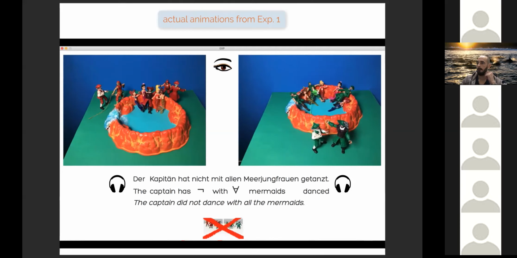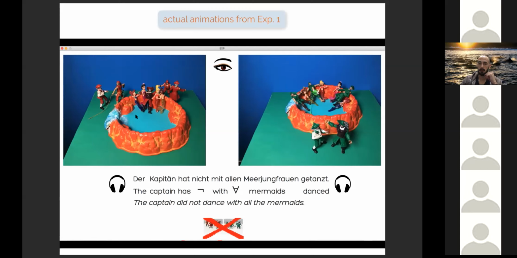I want to say yes. It is true that the captain did not dance with all of the mermaids here. That's not my native language, but when I hear a sentence like this in German, I always want to continue with "sondern", like it means to put some more information.